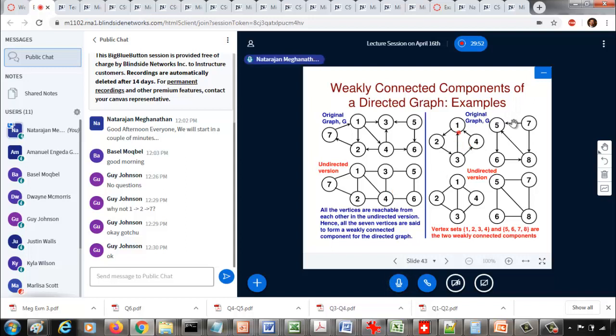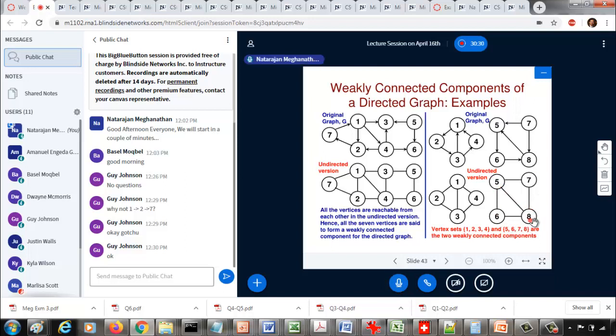On the other hand, in this directed graph, again remove the directions, and this is the undirected version. Now, by applying the reachability criteria and the largest subset criteria for a component, 1, 2, 3, 4 form one weakly connected component because that's the largest subset of vertices that are reachable to each other in the undirected version. Then 5, 6, 7, 8 are reachable to each other in the undirected version, and again that's the largest such subset, so they form another weakly connected component.